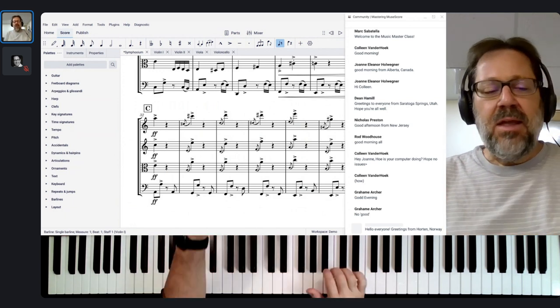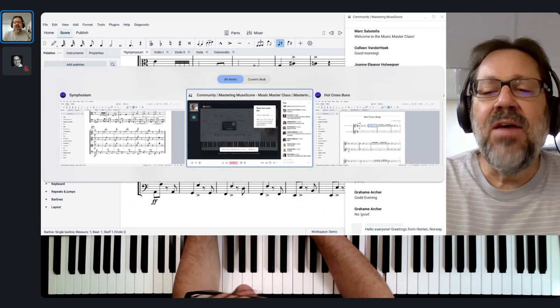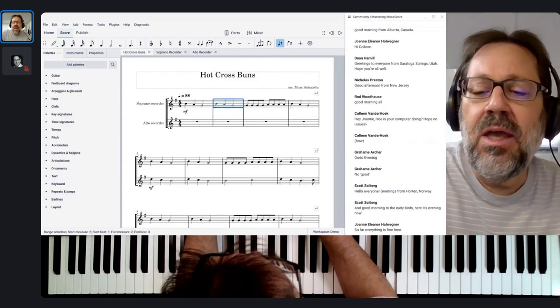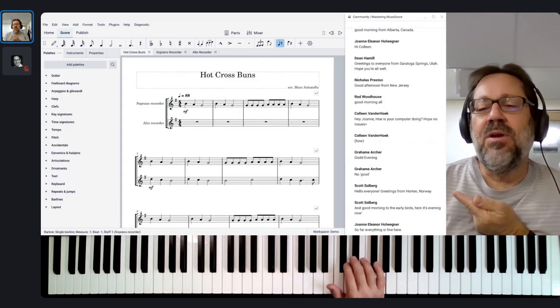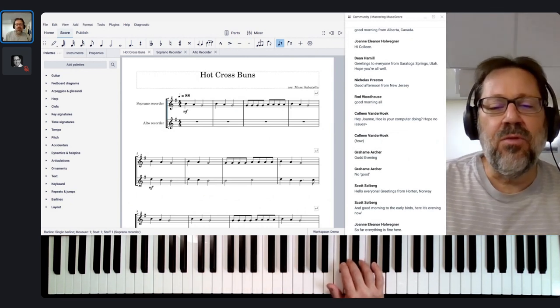So that's one thing. Here's the other thing I want to follow up on. In the cafe yesterday, I was looking at my arrangement of Hot Cross Buns. And I've played a little bits of this before.